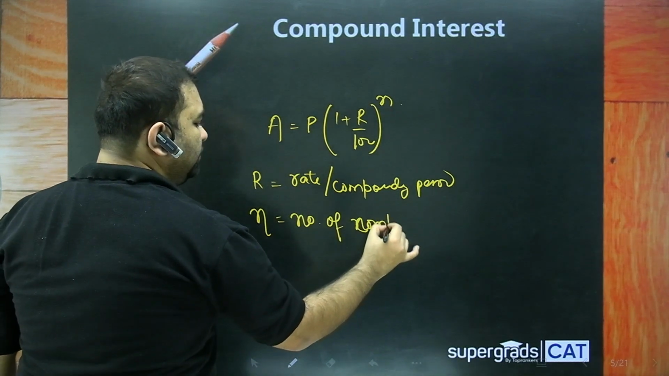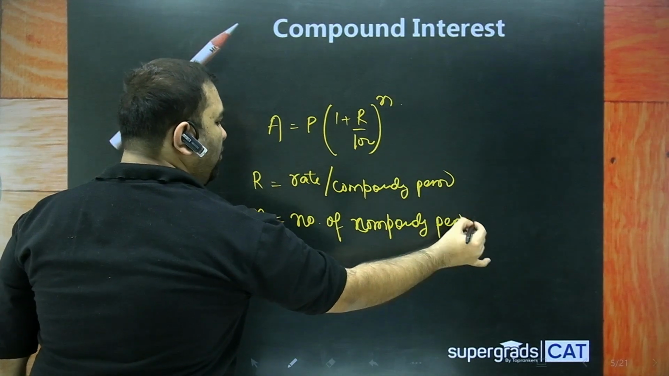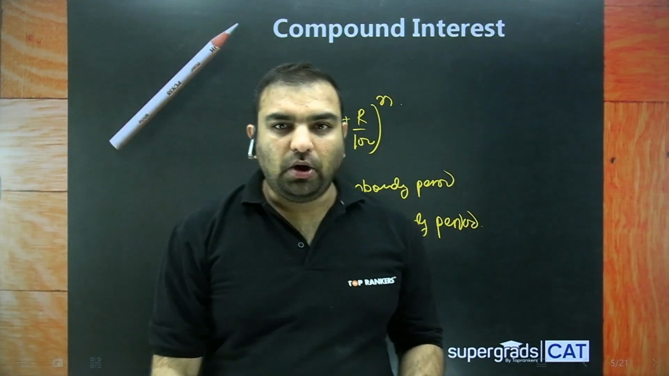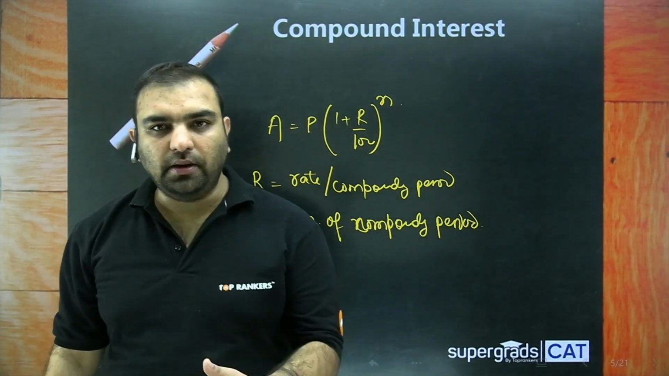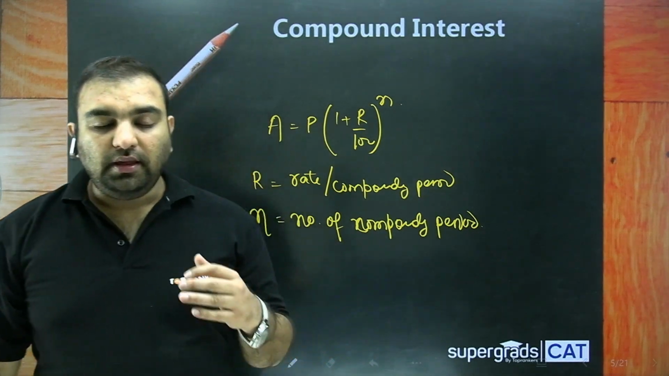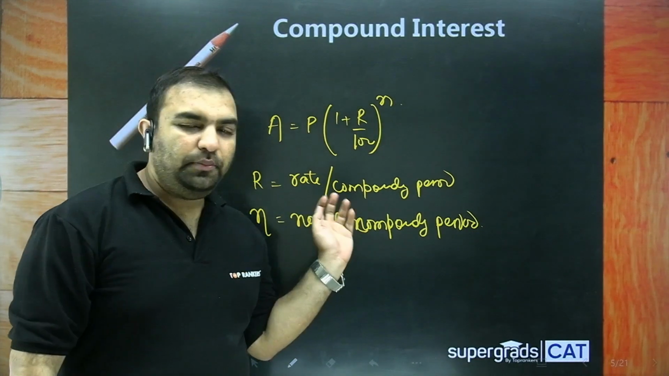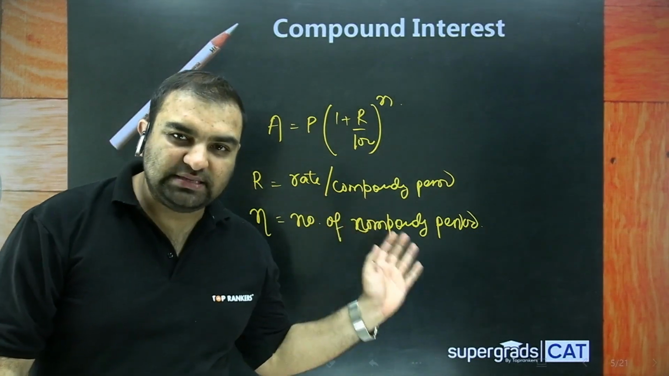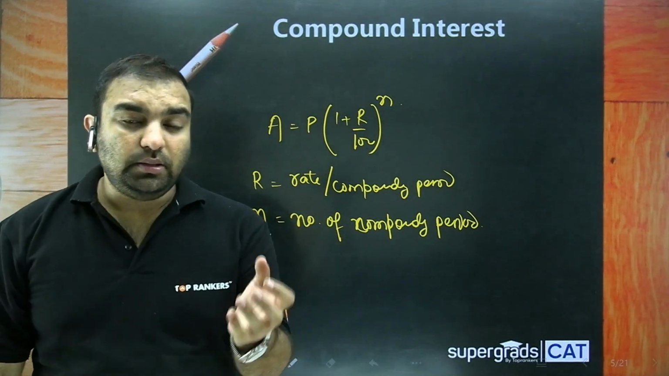Everything else you know. What do you mean by compounding period? If the compounding is done annually, the compounding period is per annum, so time would be the number of years. If the compounding is done semi-annually, then it would be the rate per semi-annual period, and time is the number of semi-annuals, or you can say the number of 6 months.